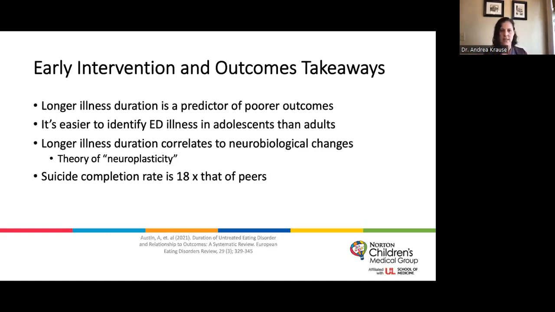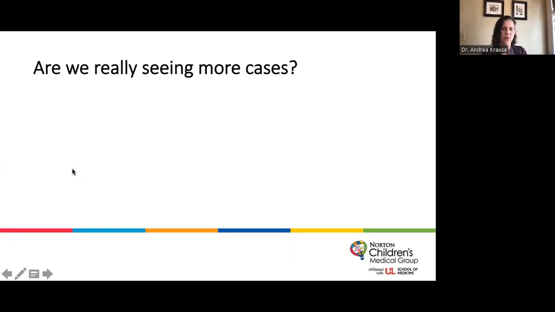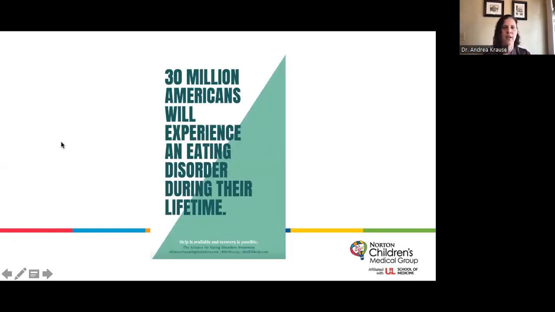Another takeaway is that the suicide completion rate for patients with eating disorders is 18 times that of their peers, which is really just astonishing to think about. There are 30 million Americans that will experience an eating disorder during their lifetime. This is information from the Eating Disorders Alliance, and I've got a link to their website here.